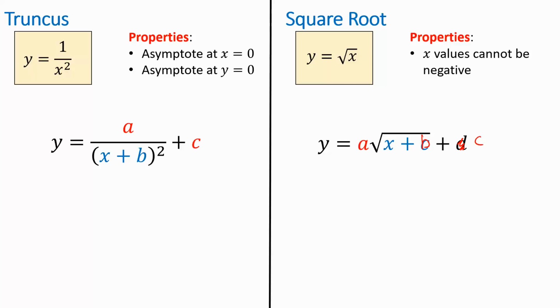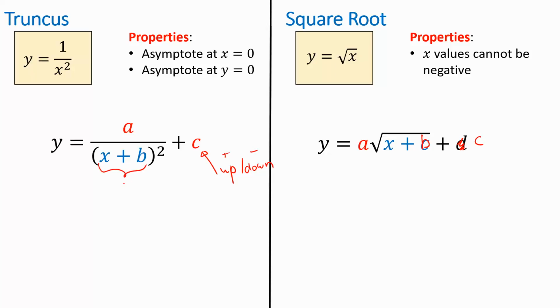That's meant to be B and that's meant to be C. Okay, just so you keep it consistent. Let's have a think again. What does the C do to the equation? So this is my truncus. What does the C do again? Up, down. So if this number is plus, it's up. If it's negative, it's down.